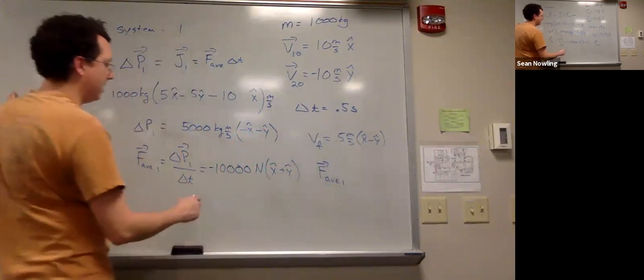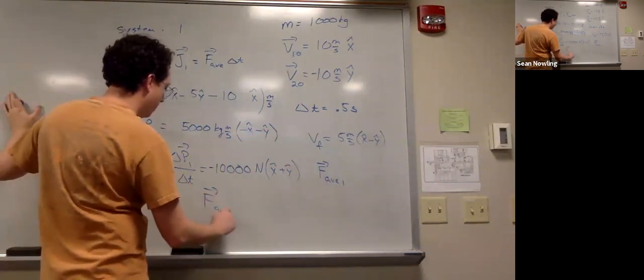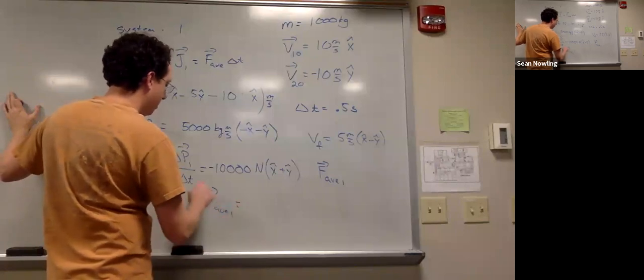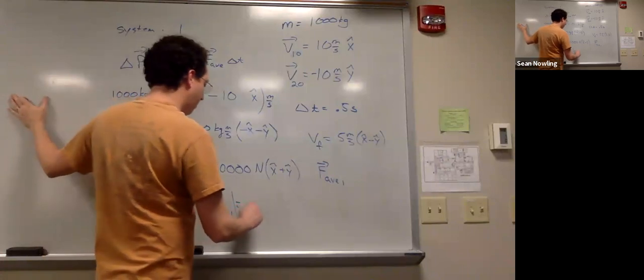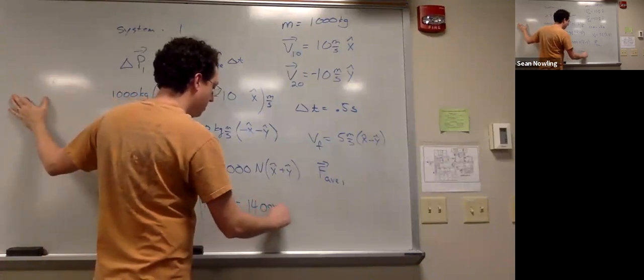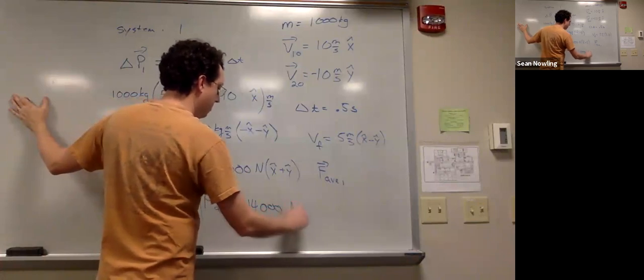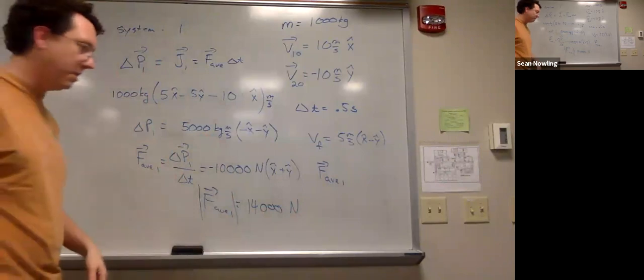If you work out the magnitude, the average force on car 1 is going to be about 14,000 newtons. Okay, it's a big force. You don't want to be hit by a car.